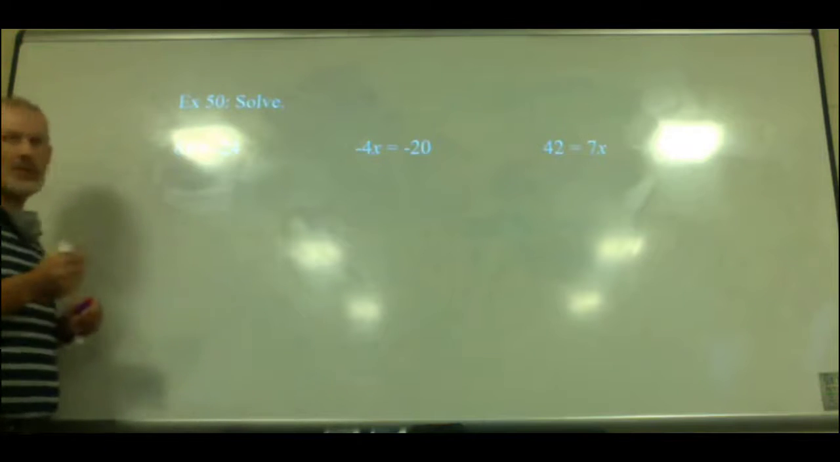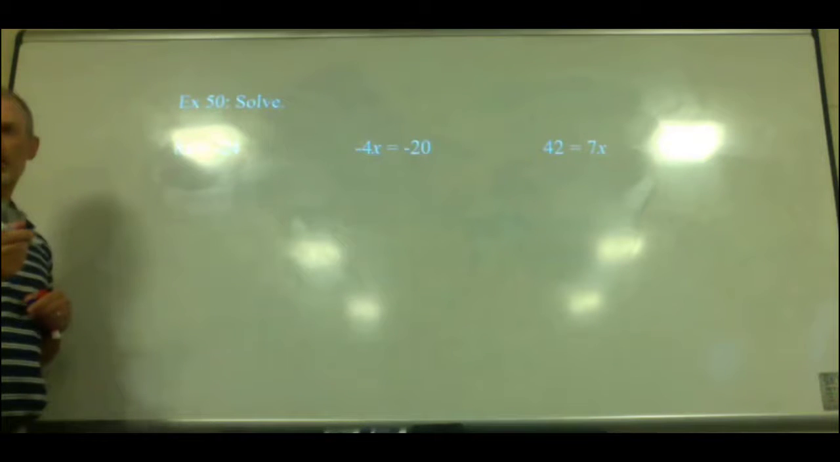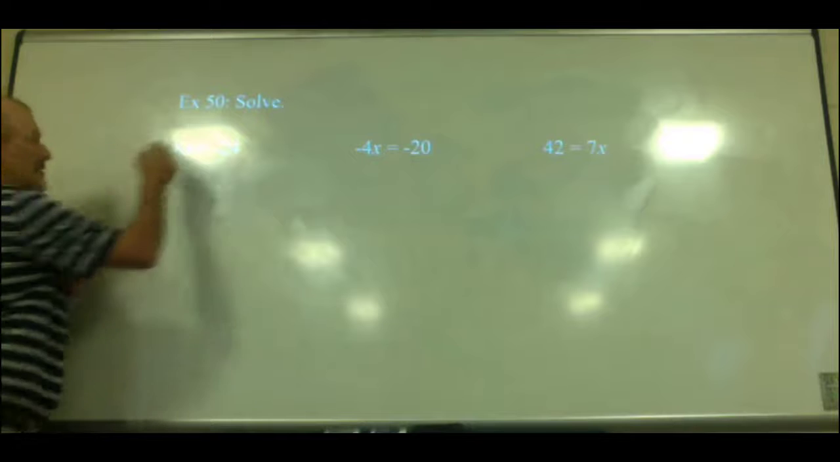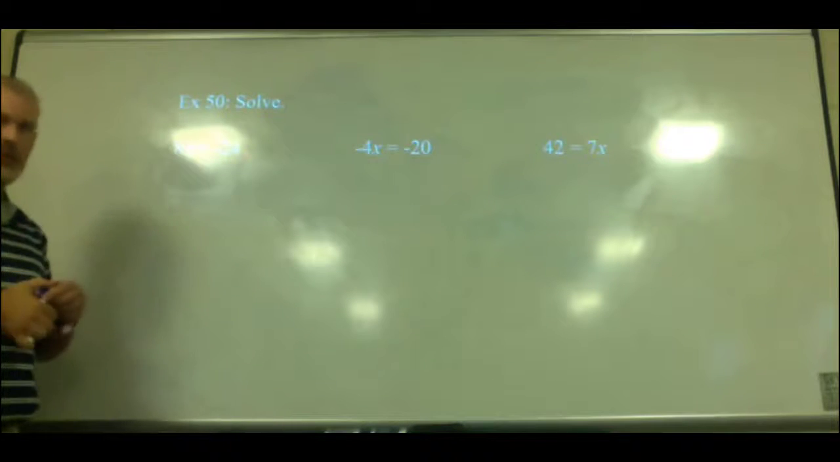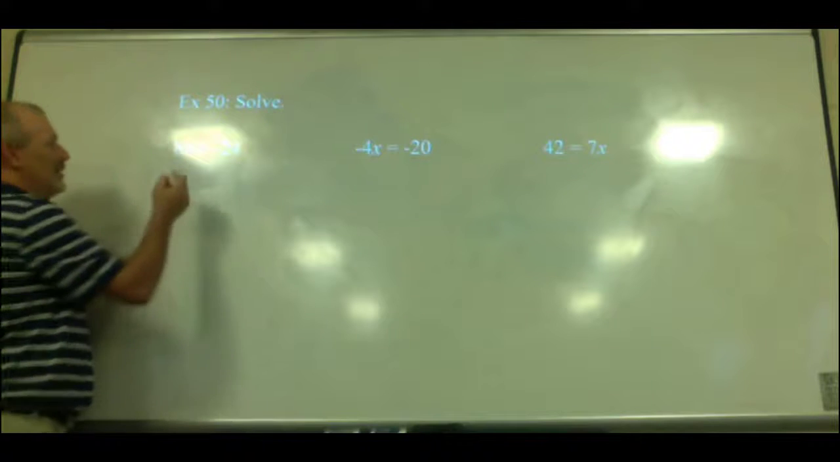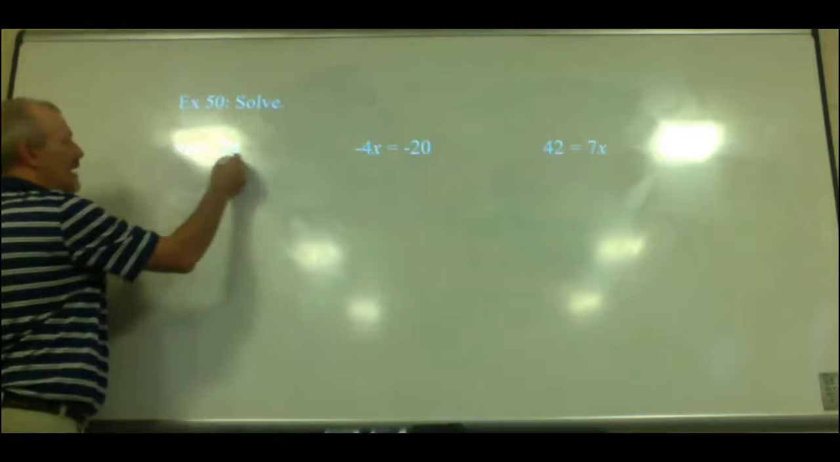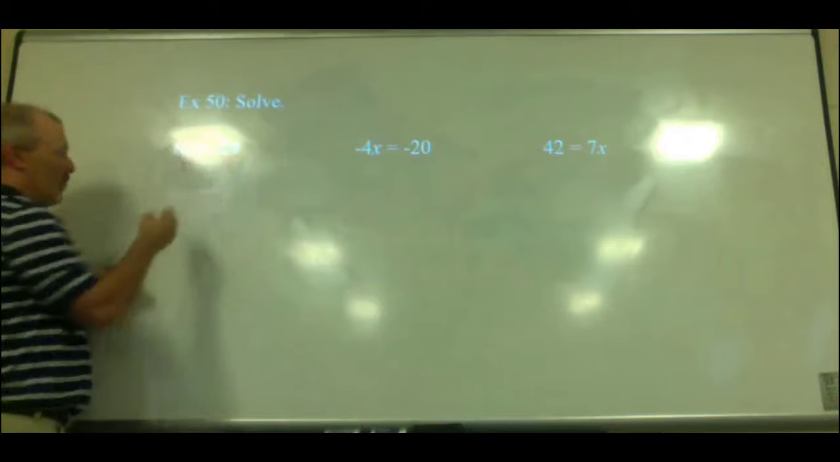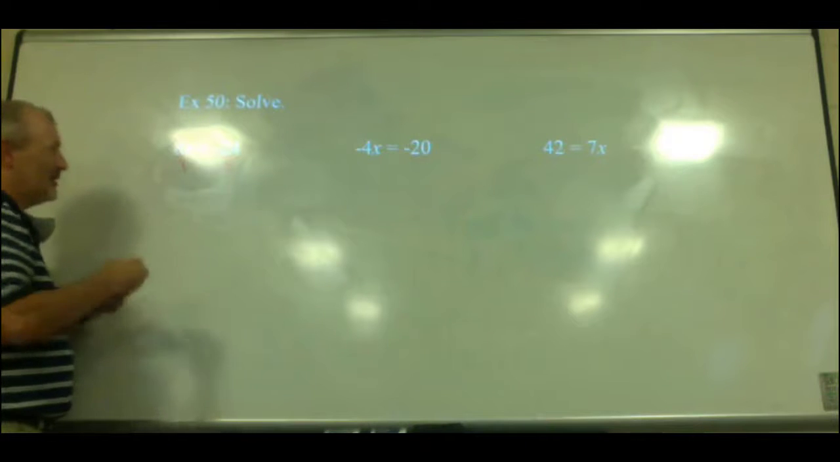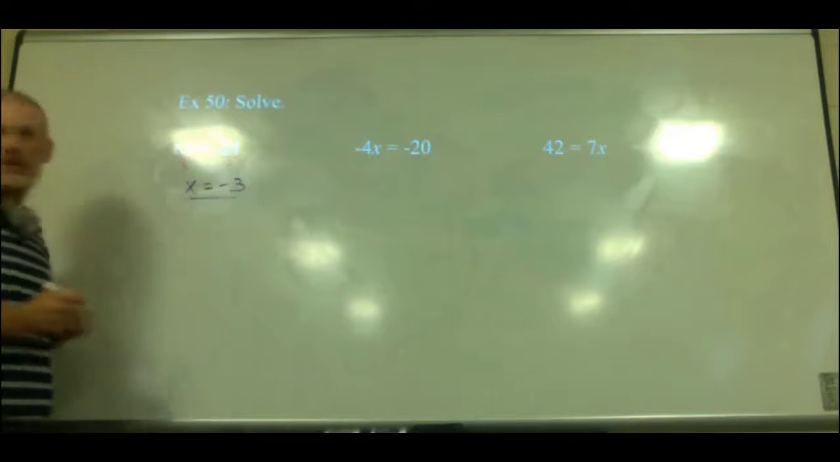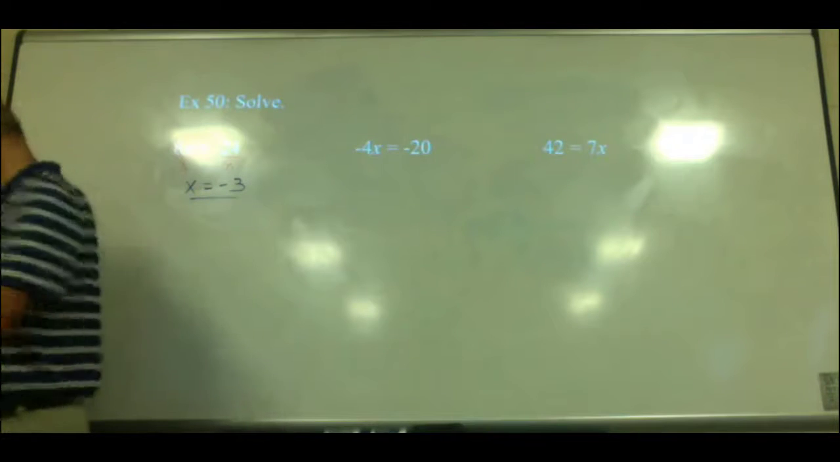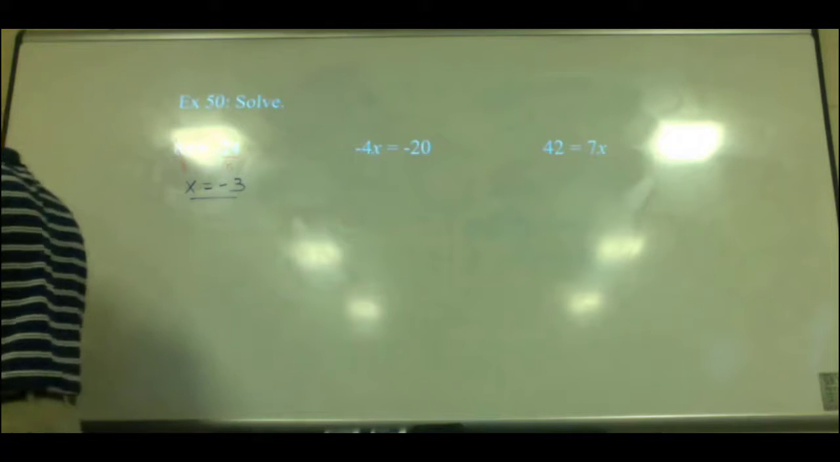Okay, this one, what's by the x that we need to get rid of? Multiplication. Yeah, it's an 8 times, right? It's multiplication. And how do we get rid of it? Divide. We divide by what? 8, because we're trying to get rid of that 8. When we divide, we get a 1. So x equals -3. That is correct.